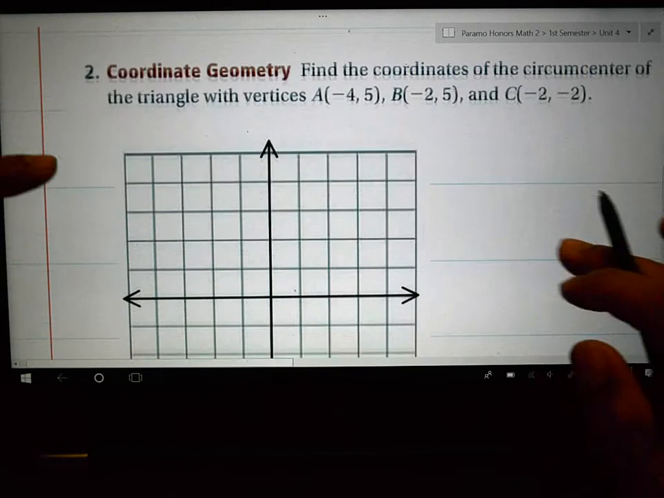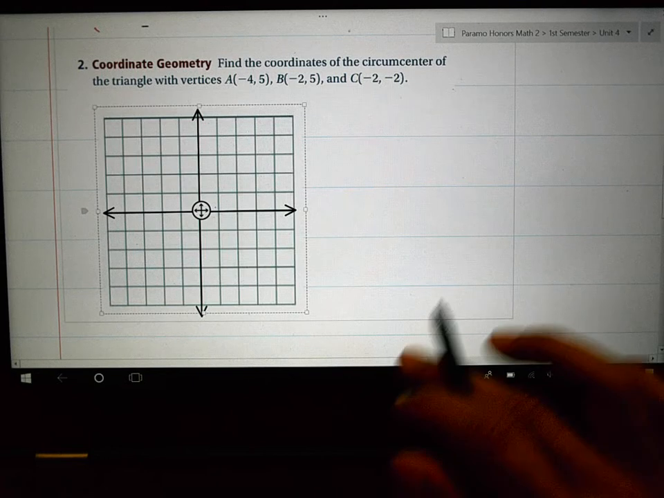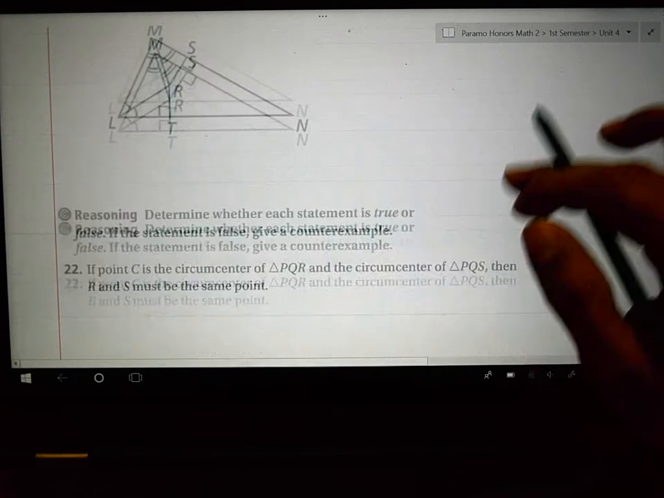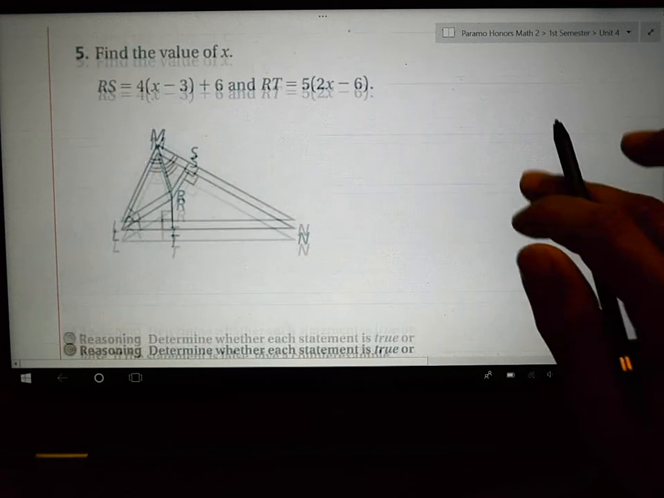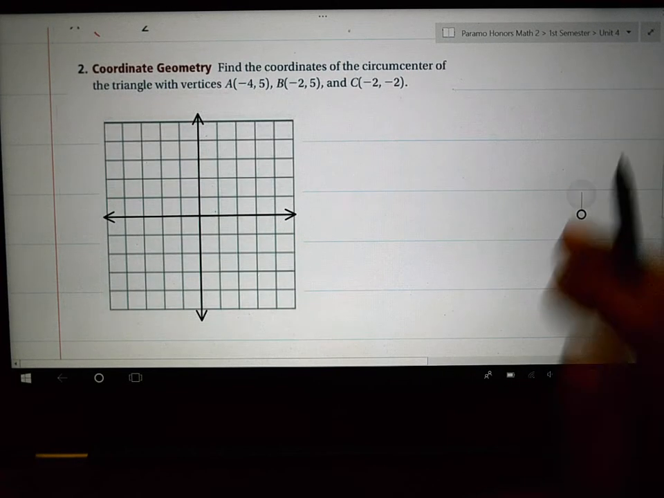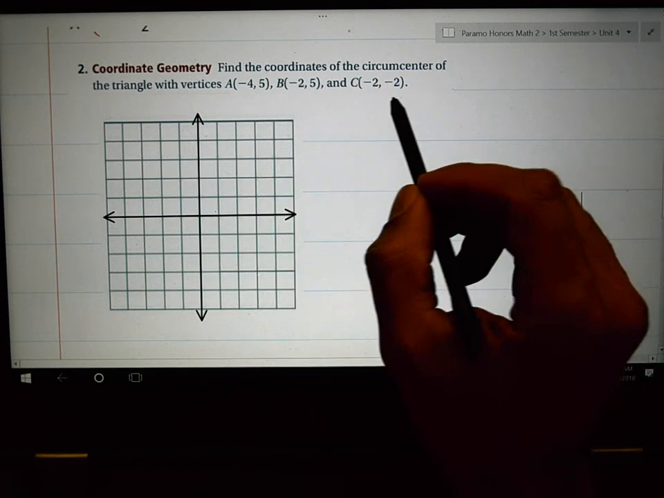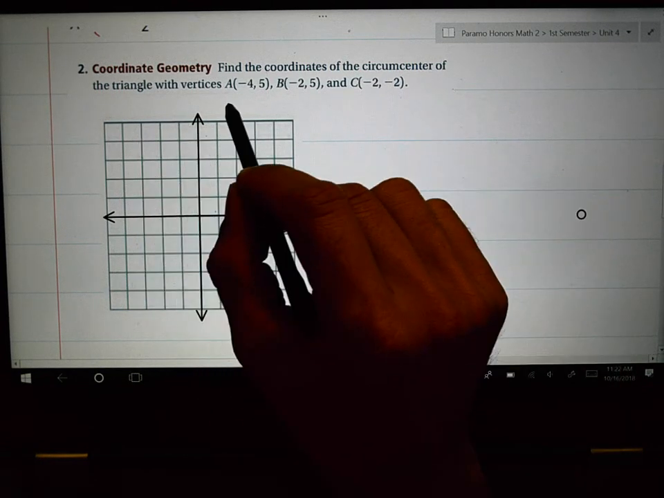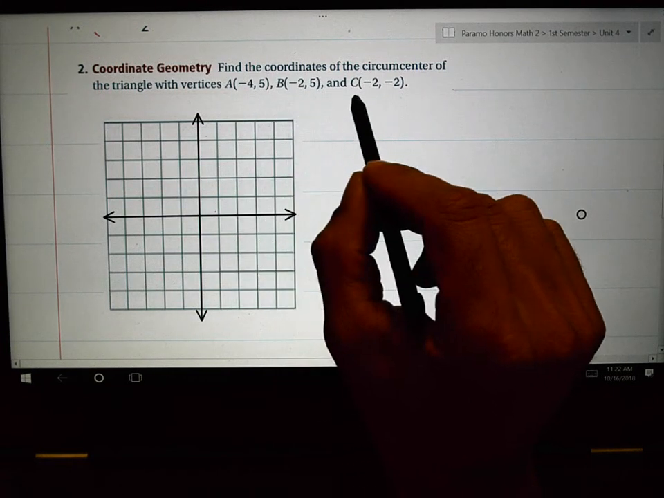Everything else that I have for you is an example in your textbook. If you would like to do these with me in your textbook, you can. We're doing 3 problems, numbers 2, 5, and 22. Number 2. Find the coordinates of the circumcenter of the triangle with vertices -4, 5 for A, for B -2, 5, and for C, -2, -2.